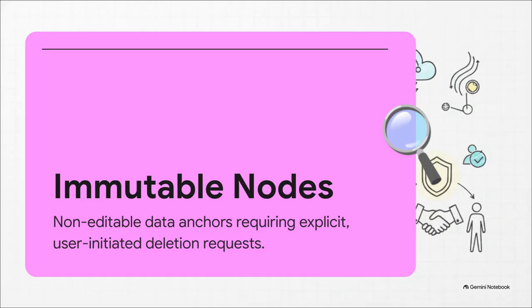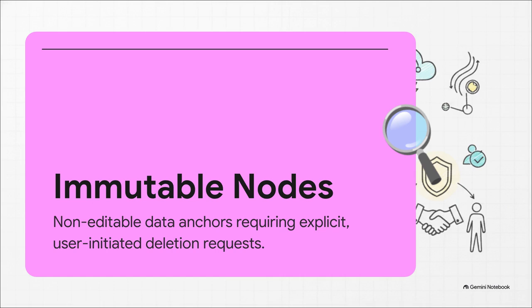Next up, we have immutable nodes. Think of these as non-editable data anchors that require explicit, user-initiated deletion requests. By just setting a very simple flag in your code, setting is_immutable to true, you effectively lock that key value pair directly onto the identity structure itself.